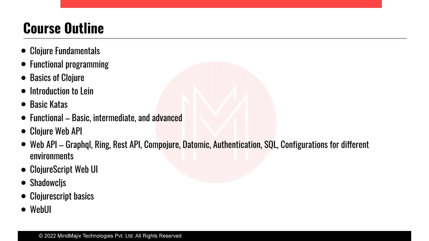ClojureScript is kind of different altogether. It is like Clojure, but it is mostly used in websites to develop the UI part. We will also have a look at that. We will look into shadow-cljs. We will look at ClojureScript basics so that we can learn some of the points for the web UI. And finally, we will also learn how to implement a web UI in ClojureScript.